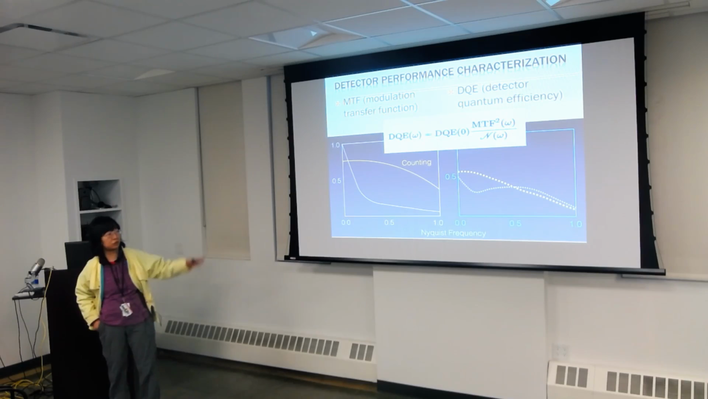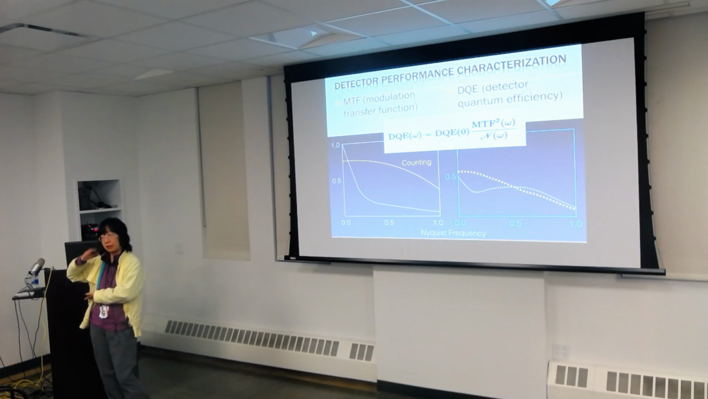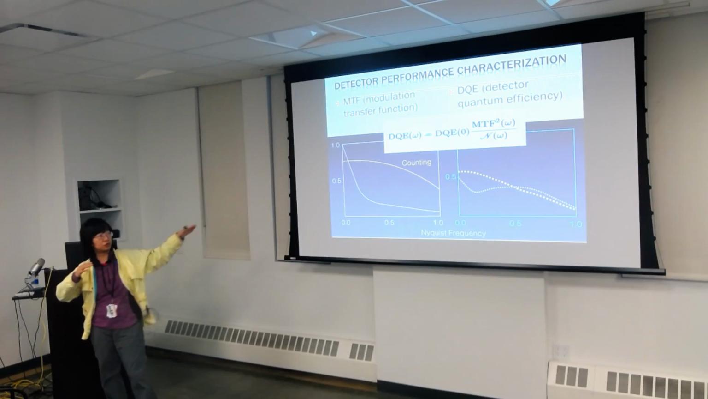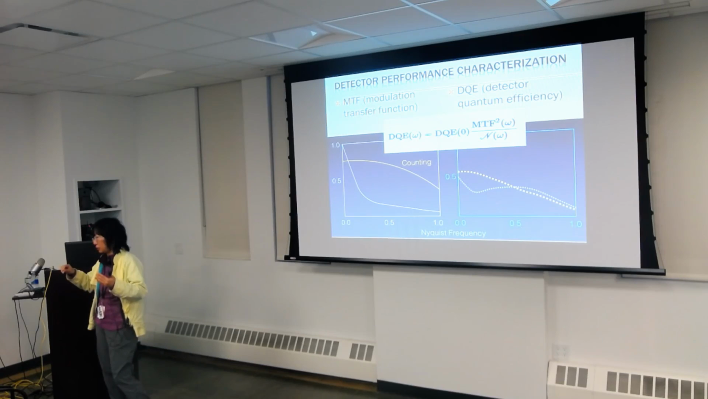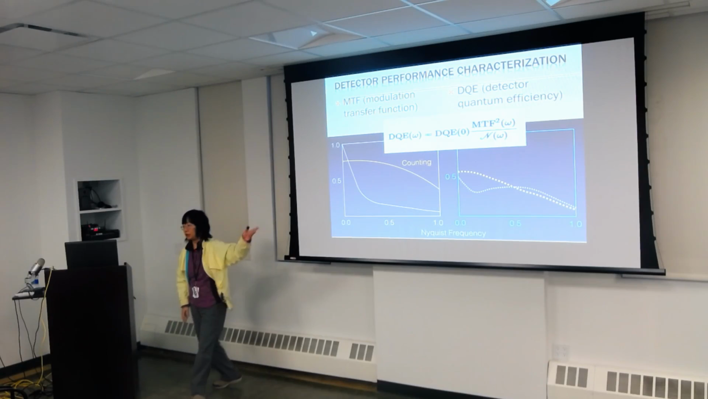They try to describe how much more you can get on the signal, because the noise also changes as you go from the lower frequency to the higher frequency. For a lot of detectors, the noise is higher at lower frequency and lower at higher frequency, because there are many different kinds of noise that can come from electronic sources. So that's why the two are different.